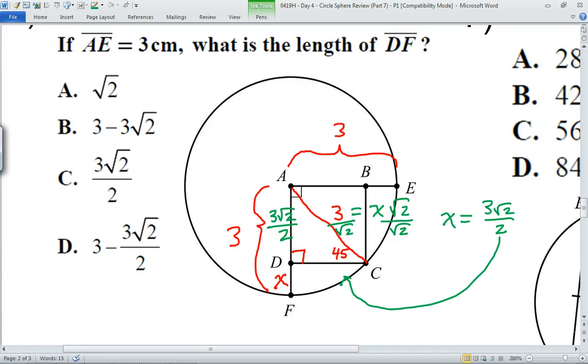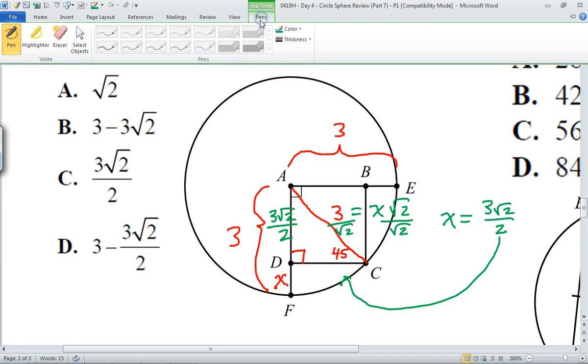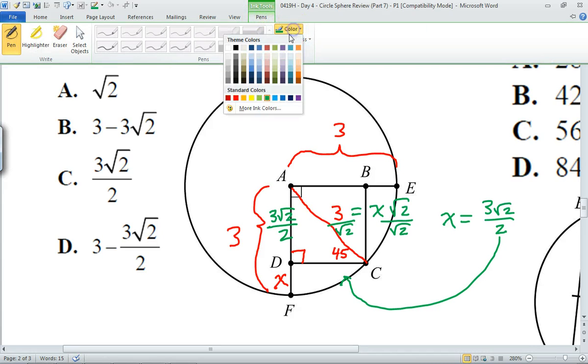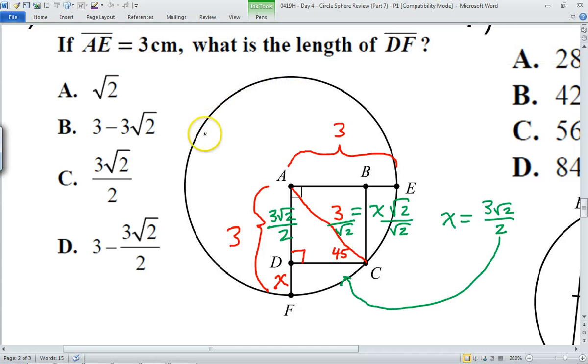Thank you. Can everybody see that we need to subtract to get the leftover part for x? In other words, we need to start with the 3, which is the bigger length, and subtract the smaller length of 3 root 2 over 2. If I do that, that should give me the length of x, the leftover part.